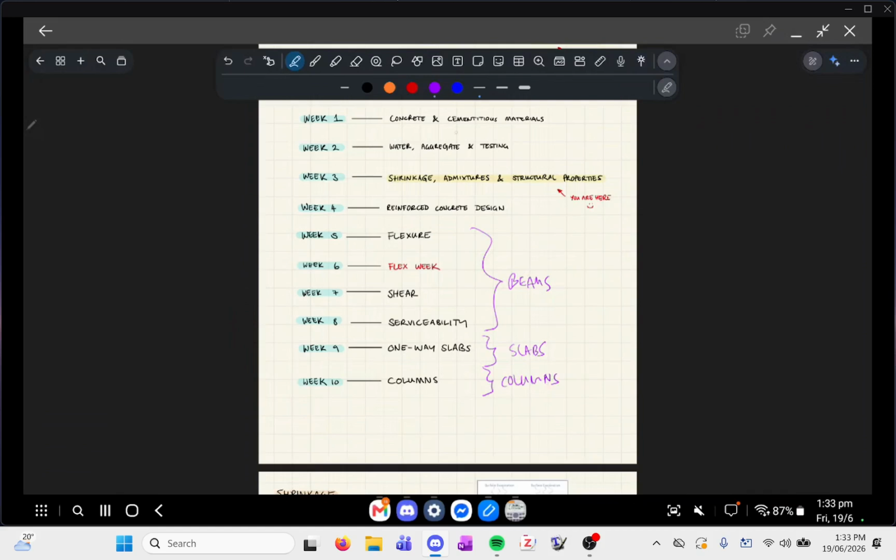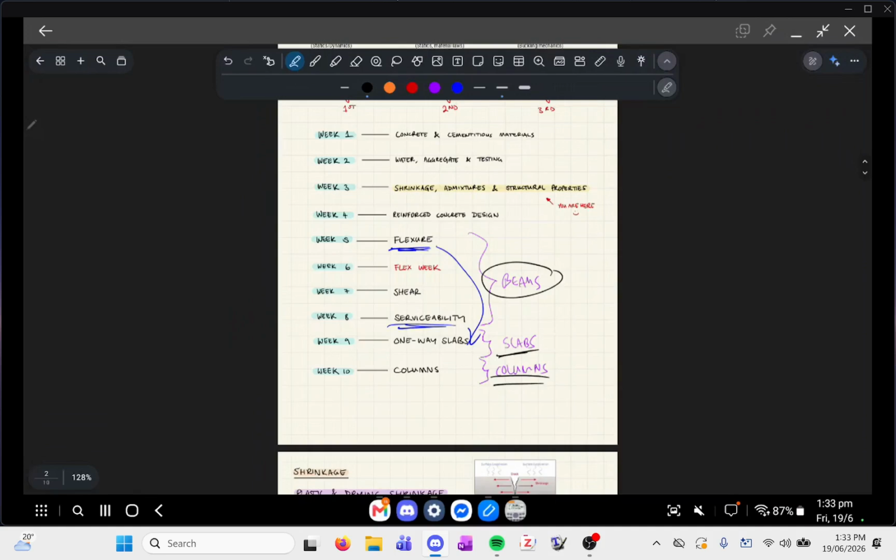But what you'll realize is that the idea of flexure will tie in, and serviceability will tie into slabs as well, okay? As well as flexure will tie into columns. So you're just acquiring the bits and pieces through learning about beams, and then you'll see how it's applied in terms of slabs and columns too. So that's how the course is structured, okay?